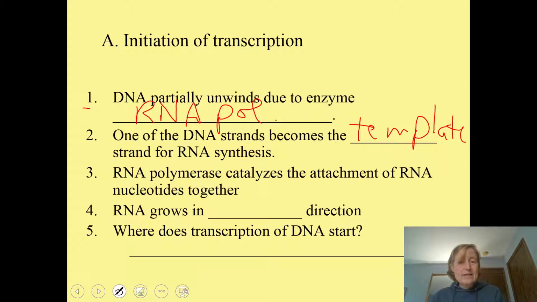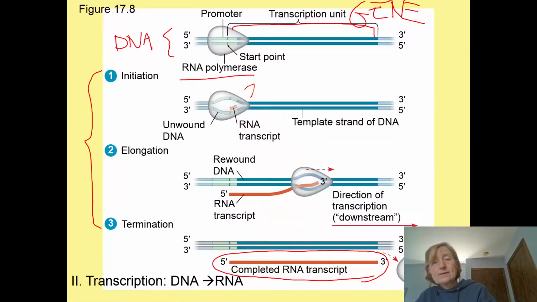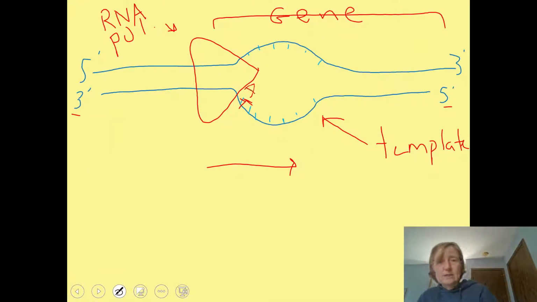RNA polymerase catalyzes the attachment of RNA nucleotides together. Okay, so what happens here is as RNA polymerase moves along this gene, it builds RNA. That's what it does. It builds the RNA. In other words, if it sees a T on the DNA, it puts in an A. I'm doing something crazy here. If it sees a G, it puts in a C, okay? It starts to build the RNA.